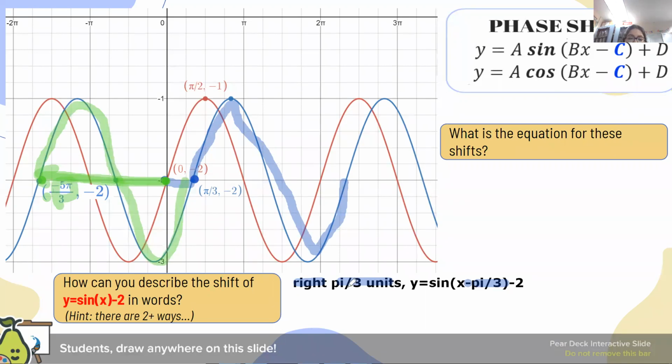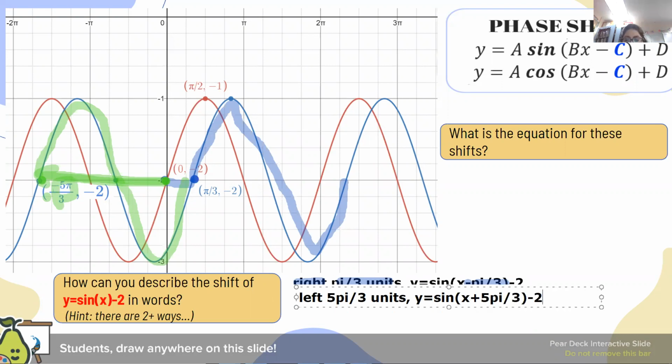Just like I said, I could move right pi over 3 units. I can also think about moving left 5 pi over 3 units. And my equation would then become y is equal to sine of x plus 5 pi over 3. Remember, this graph has already been shifted down 2, because the midline is at -2. So it still has that -2. So if I'm going to go left 5 pi over 3 units, I'm going to have plus 5 pi over 3. Again, peep the fact that the original function was sine of x, -2. That's why we have these -2 values on either side.